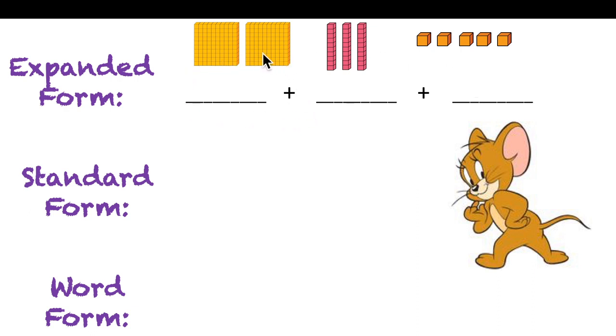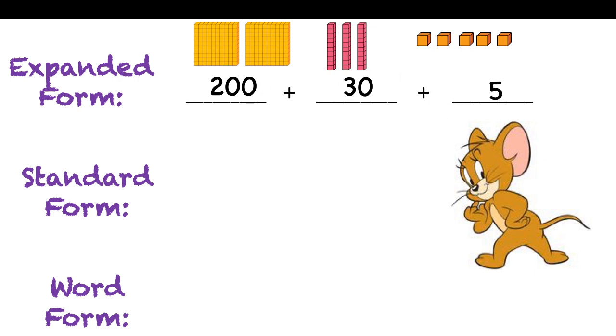Let's do it. How many hundreds do you have? 2. How many tens do you have? 1, 2, 3. 3 tens, it's 30. How many ones do you have? 5. This is expanded form, when we separate hundreds, tens, and ones in an addition sentence.